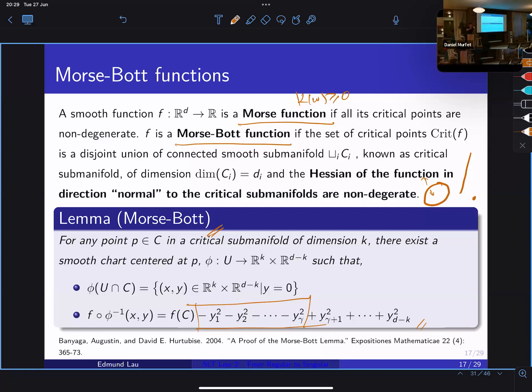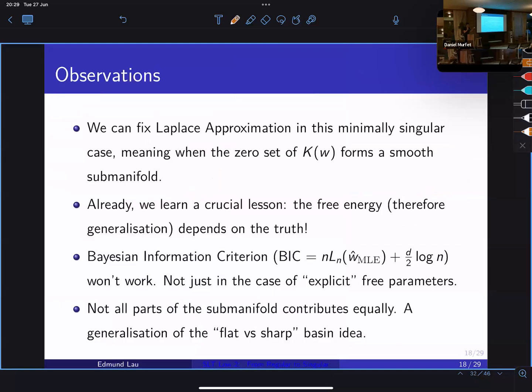Okay. So this is one kind of degeneracy. So this minimally singular case is not just where you have 3 parameters, right? You add a parameter to a model such that if you change it, it doesn't matter. That doesn't change your prediction at all. It's not just having those lines or entire planes where your parameter doesn't matter. You can also have a submanifold. As long as they are smooth, you are still in this minimally singular case, and in this case you can fix the Laplace approximation.